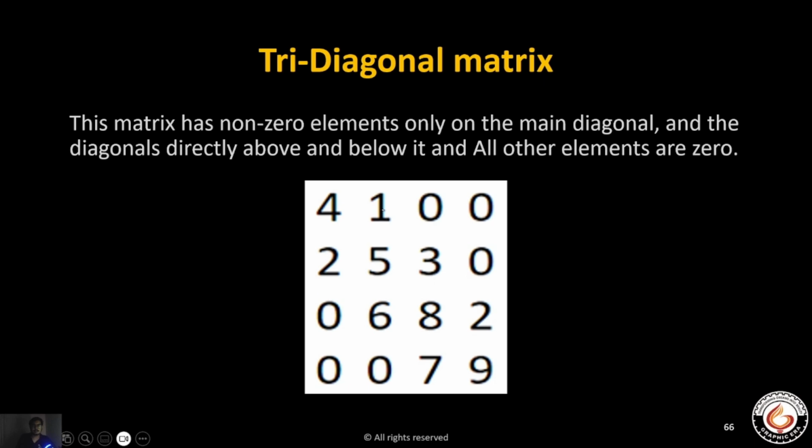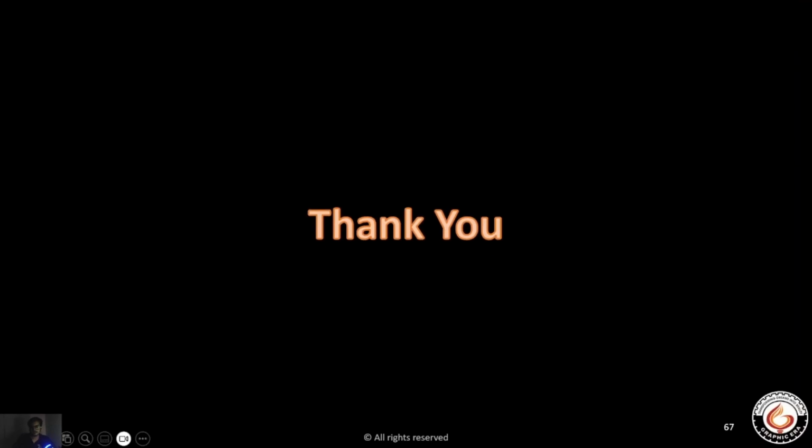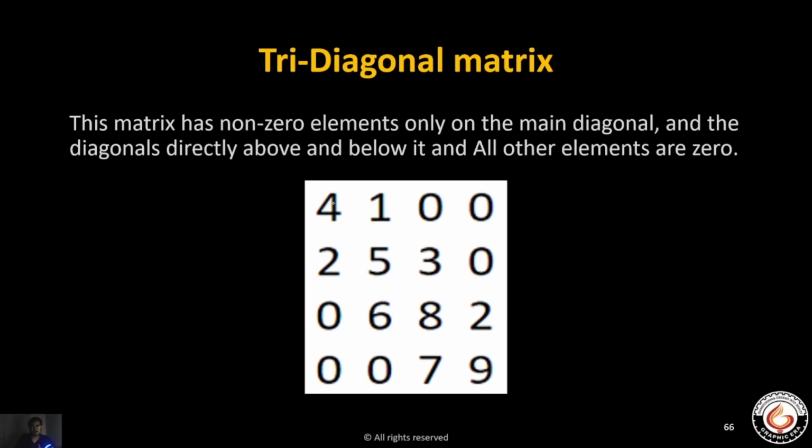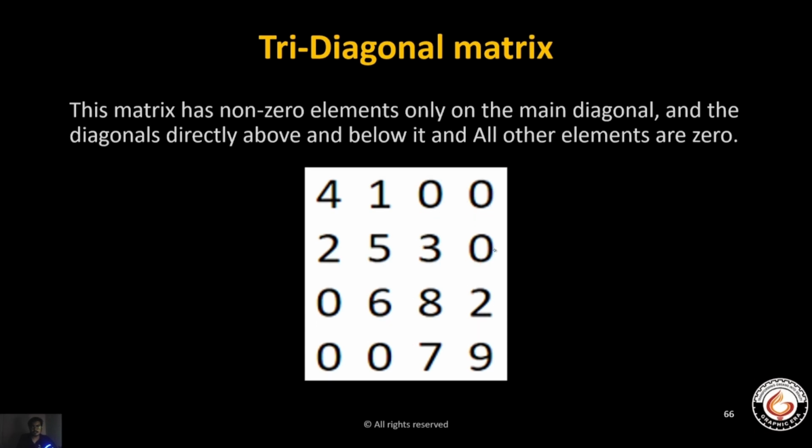And the tridiagonal matrix means all the non-zero elements will be present at the diagonal, just above the diagonal, and just below the diagonal, and all the other elements in the matrix will be 0.